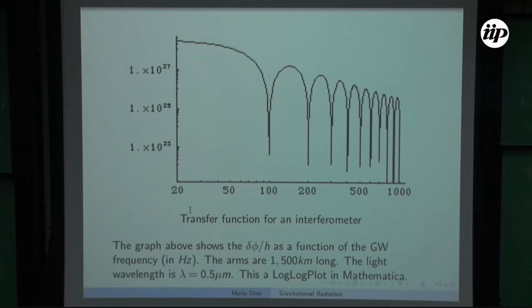I made the arms 1,500 kilometers long, so it's really long, and the wavelength of light is 0.5 micrometers. But this gives an idea of the possible response of an interferometer and how sensitive it could be at certain frequencies or ranges of frequencies.